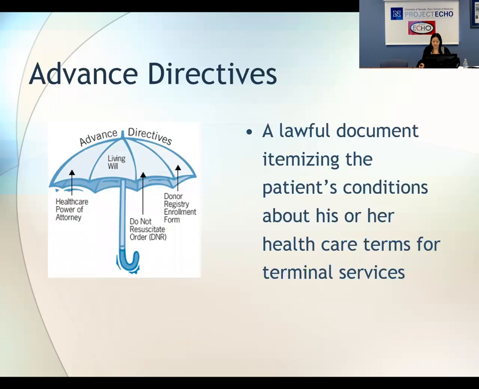Advanced directives consist of a living will, a medical or healthcare power of attorney. There's also the DNR order or DNI order. There's also a donor registry enrollment form, and we'll go over that more throughout the training today. So a living will describes your wishes regarding your medical care, and with a medical power of attorney, you can appoint a person to make healthcare decisions for you in case you are unable to speak for yourself. So we're going to go over that in more detail.